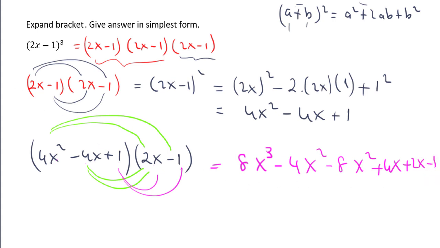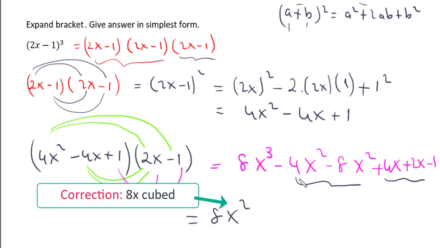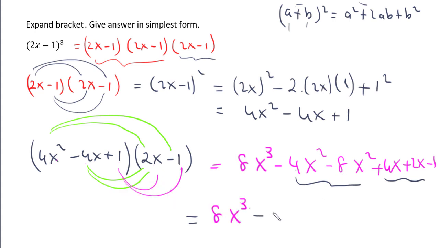Which ones are the like terms? These two are like terms. It equals 8x³ - 4 - 8 = -12x², 4 + 2 = 6x, minus 1. This is the answer.